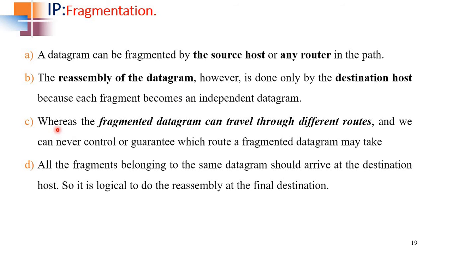Right. A fragmented datagram can travel through different routes, and we can never control or guarantee which route a fragmented datagram may take. Yes or no? As we have seen in the previous examples, we have seen 4 different packets, and all these 4 different packets are traveling in different routes. We don't know through which route a packet may travel. At the destination level, we will be waiting to receive the packets. So we cannot guarantee for the data, and we cannot say in which route it is traveling. All the fragments belonging to the same datagram should arrive at the destination host. So it is logical to do the reassembly at the final destination.